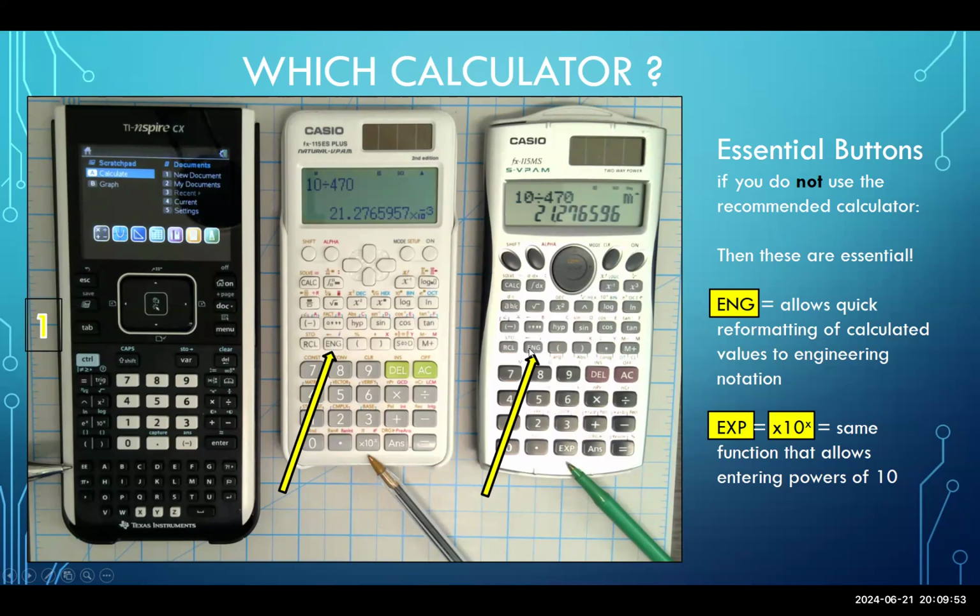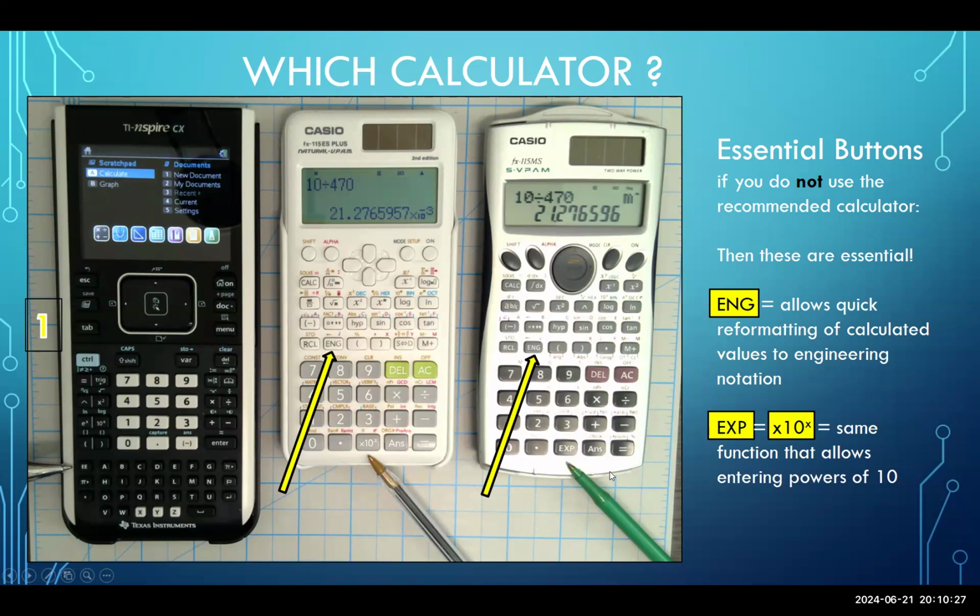The other button that is critical for your success is the 10 power of X. The 10 power of X is how we key in our engineering exponents. And so 10 power of X is shown here, and on this calculator it's shown as EXP. EXP in this case as a separate button and 10 power X as a separate button, they are the same. They serve the same function. They allow you to enter powers of 10. Now that's if you don't use the recommended calculator, you have to have these.